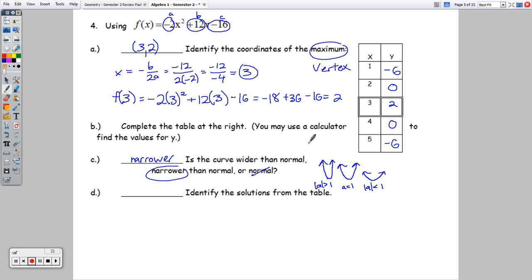And then identify the solutions from the table. The solutions, that's always where the y value is 0. We're talking the x-intercept. So the x-intercepts, excuse me.